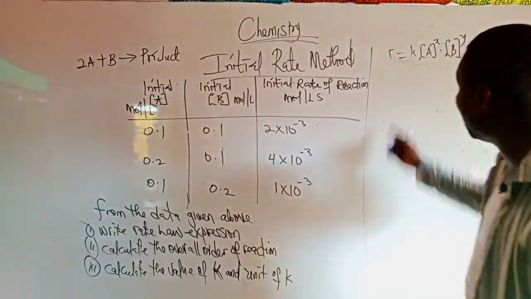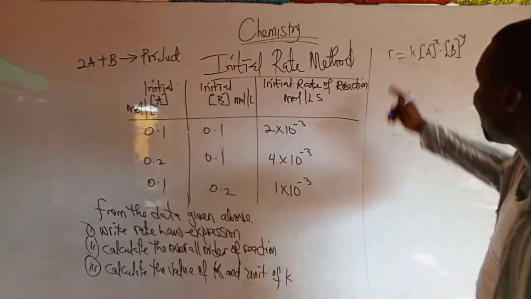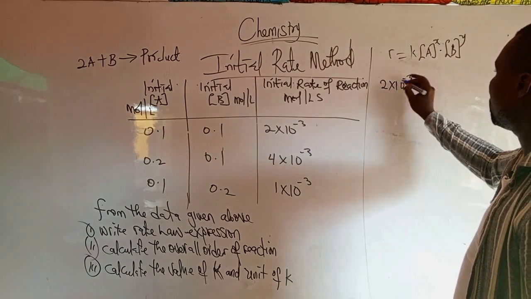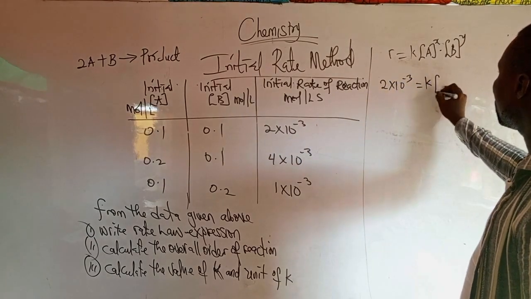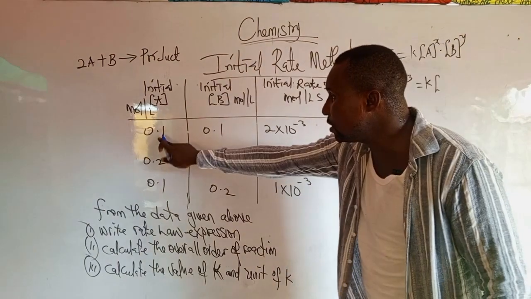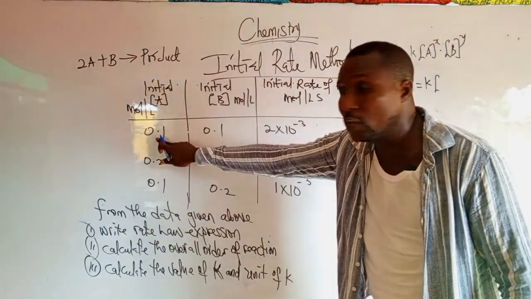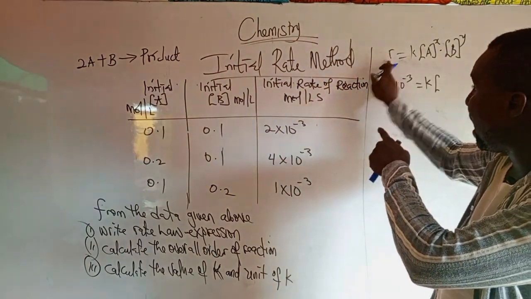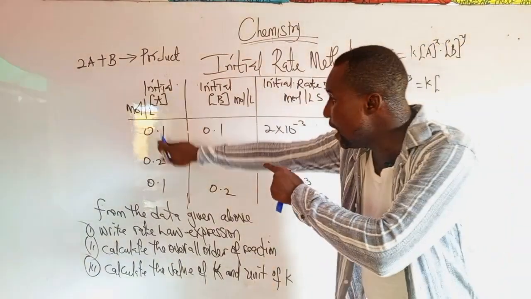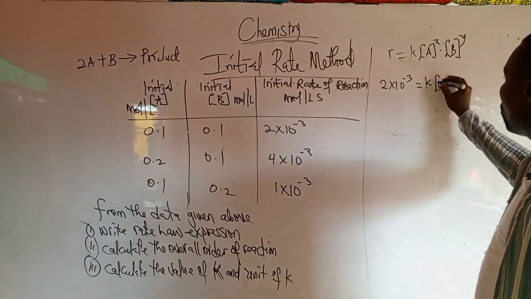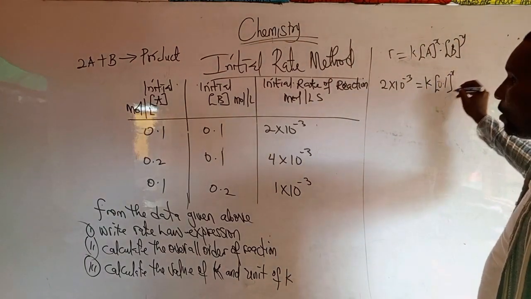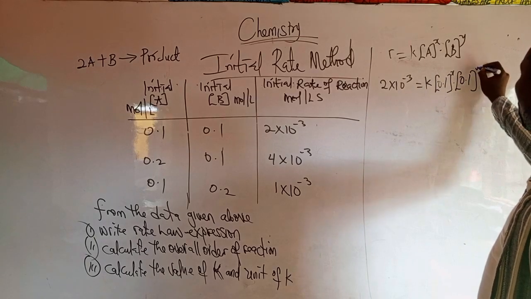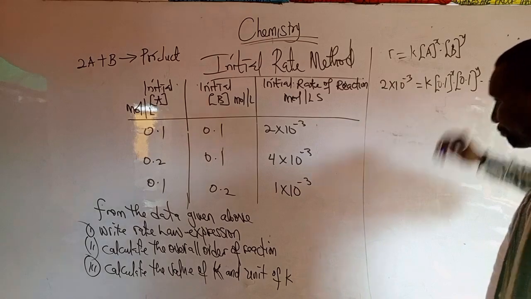For the first experiment, I have the rate given as 2 times 10 to the power minus 3 equal to K, unknown, times the concentration of A for the first experiment. This is the initial rate of reaction R for the first experiment. The concentration of A is 0.1 raised to power X, then B is 0.1 raised to power Y. Let me call this equation 1.